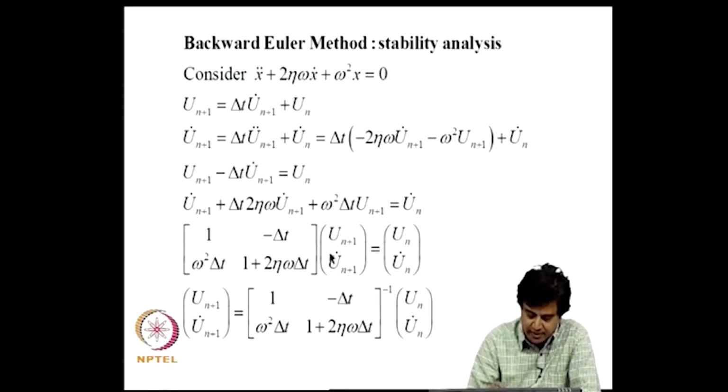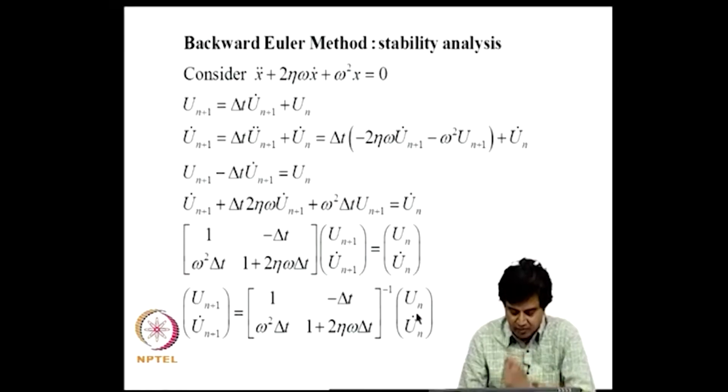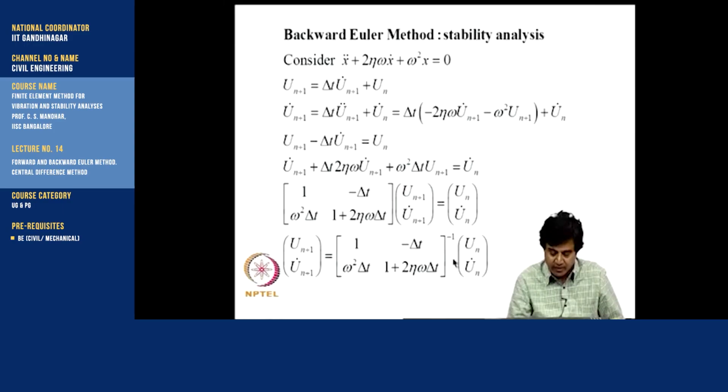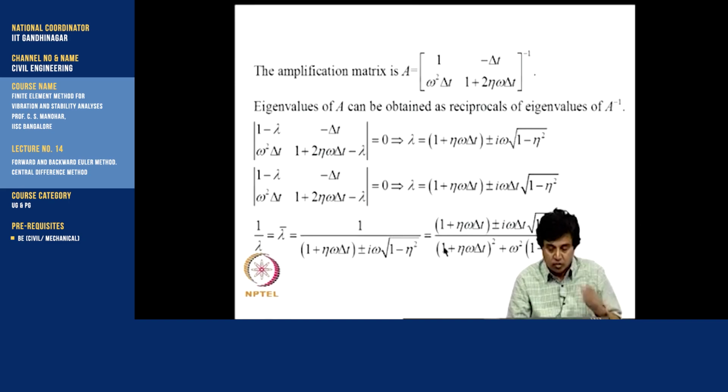So, the next step, if you want, you have to invert this matrix and get this. Now, this matrix, we have to find the eigenvalues of this matrix, that means this 1 minus delta t, this inverse. So, this amplification matrix here is the inverse of this, which is A.